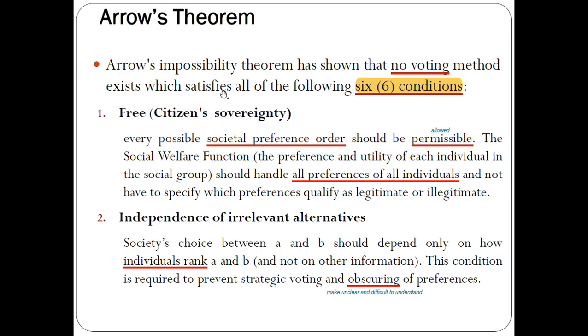Okay, so Arrow's impossibility theorem has shown that no voting method exists which satisfies all of the following 6 conditions.